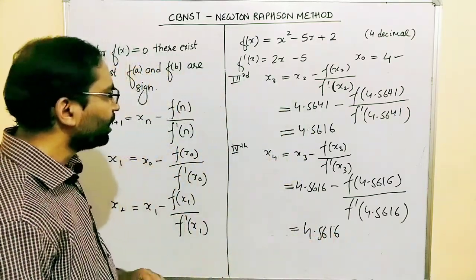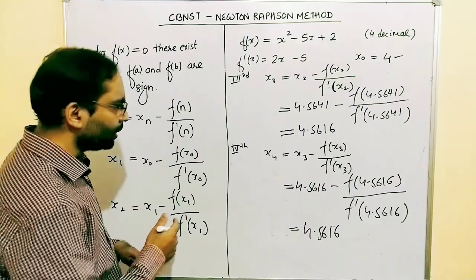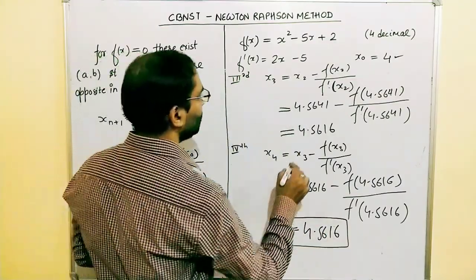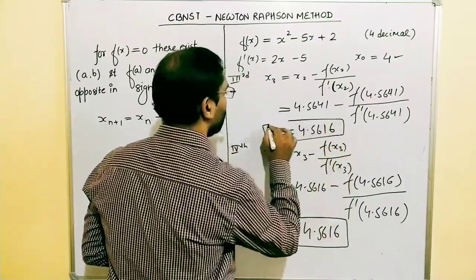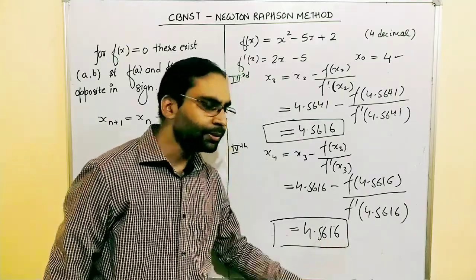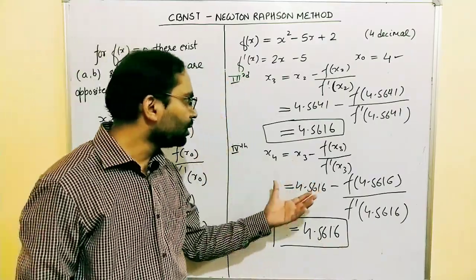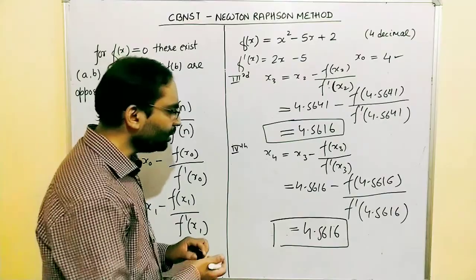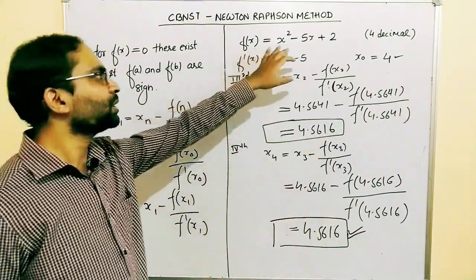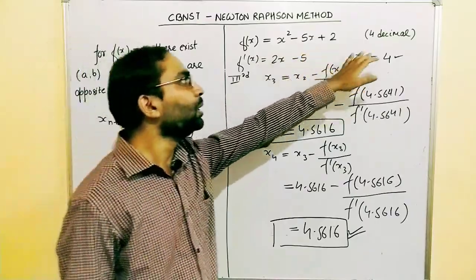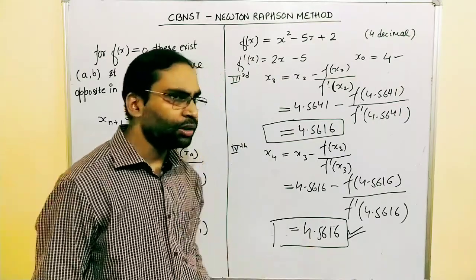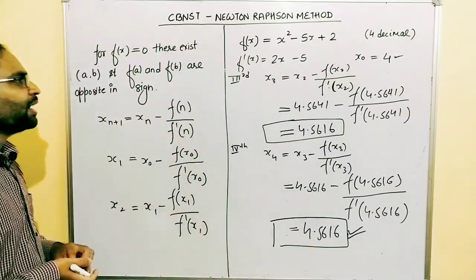Now as we can see by comparing the last two iterations, the value of x4 and the value of x3 are both the same till 4 decimal places. So now we have got our result correct to 4 decimal places. After the 4th iteration, we see that the real root of this given equation correct to 4 decimal places is 4.5616. So this is how we use the Newton-Raphson method.